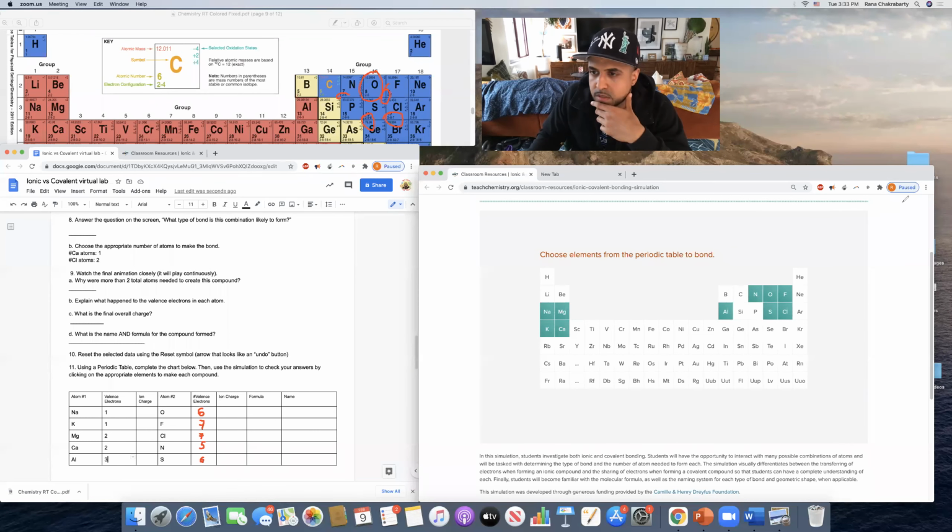So oxygen is always -2. Fluorine is always -1. Chlorine, the majority of the time, is -1. That's why it's on top. Nitrogen, the majority of the time, is -3. And sulfur, the majority of the time, is -2.